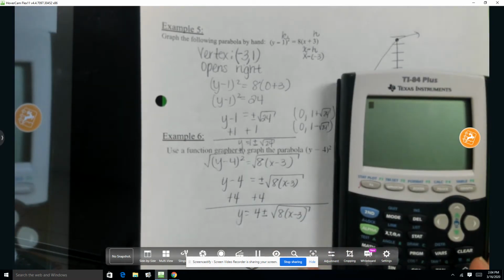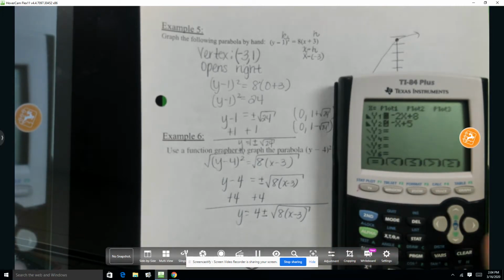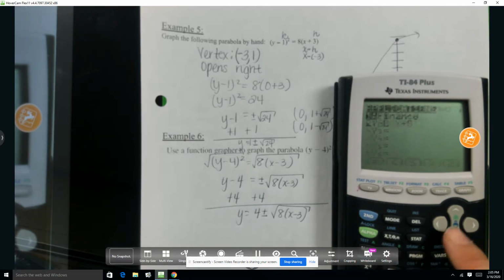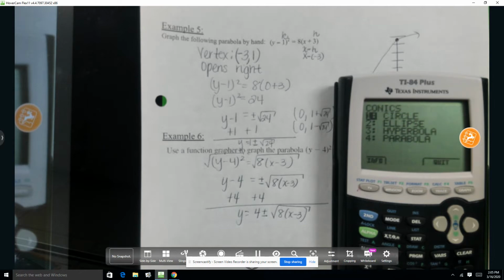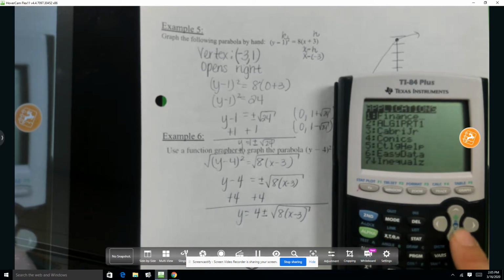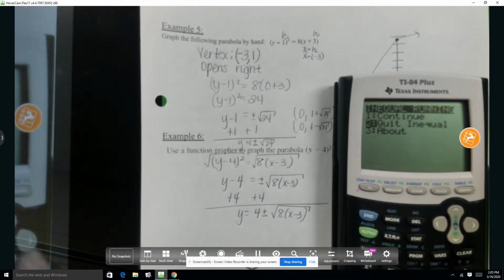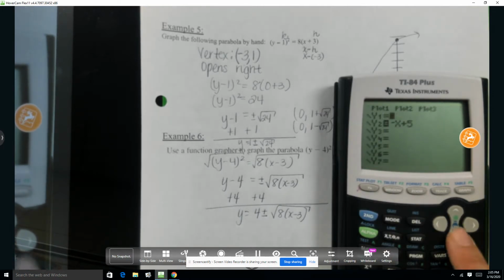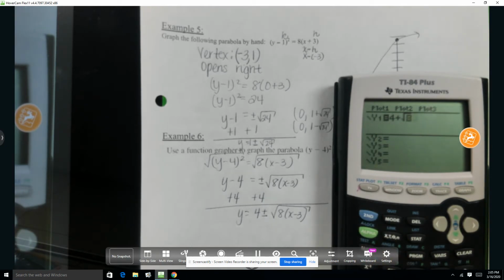You're going to then go to your graphing calculator under y equals, and clear out whatever's in there. You're going to put in your two separate equations: 4 plus the square root of 8(x - 3), and then 4 minus the square root of 8(x - 3). And then you're going to hit graph.